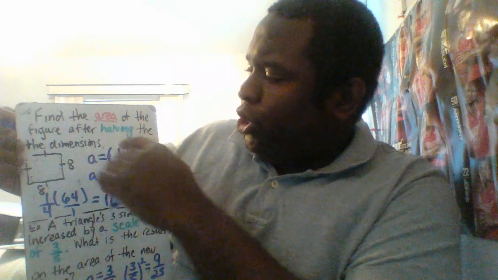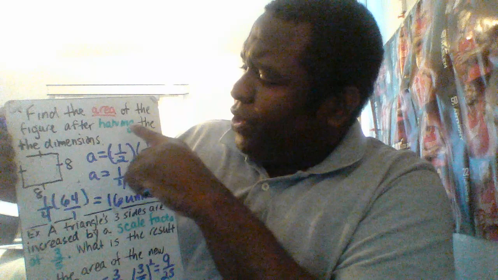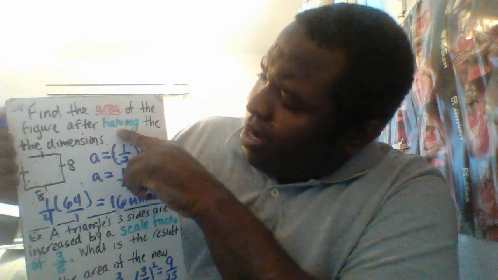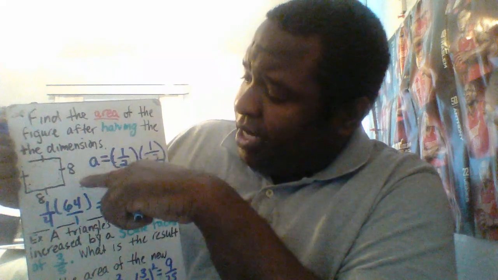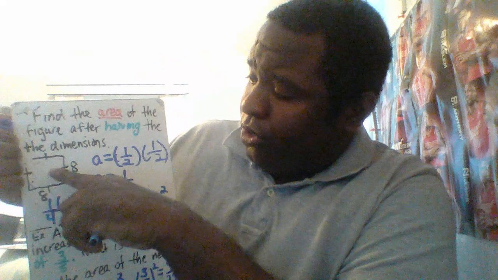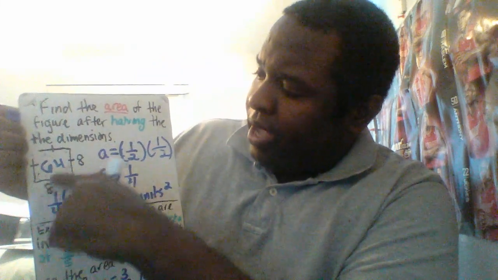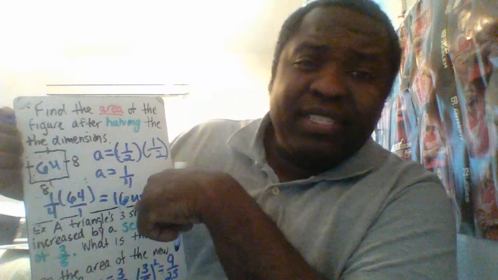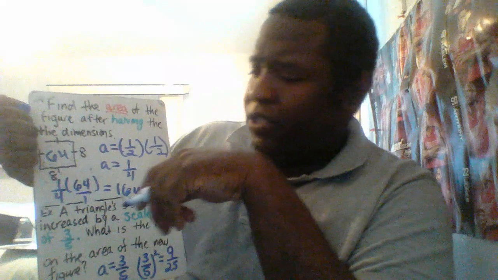So it should dawn on you that if this scale factor is less than 1 and greater than 0, which it is, then you're going to get a smaller area in this case. You started with 64, because this was 8 times 8, and now you end up with 16, because when you divide that by 4, you get 16. That gives you an example of one of them.